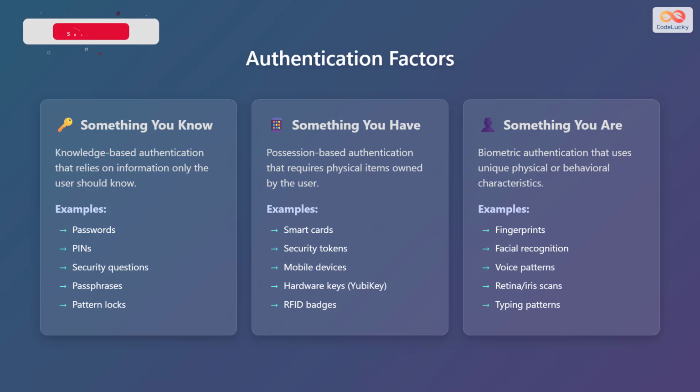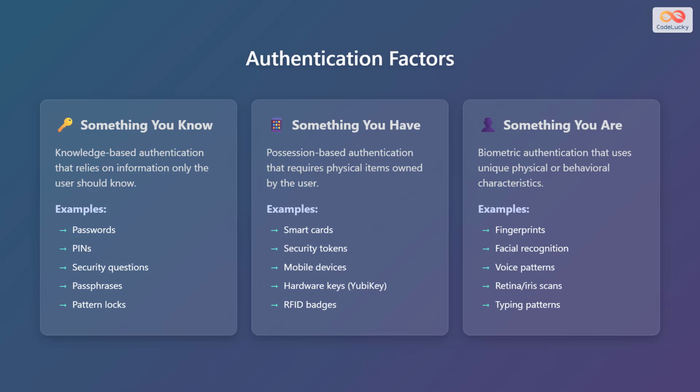Let's dive into the different types of authentication factors. These factors are categorized into three main types: something you know, something you have, and something you are. The first type is something you know. This is knowledge-based authentication that relies on information only the user should know. Examples include passwords, personal identification numbers also known as PINs, security questions, passphrase, and pattern locks.